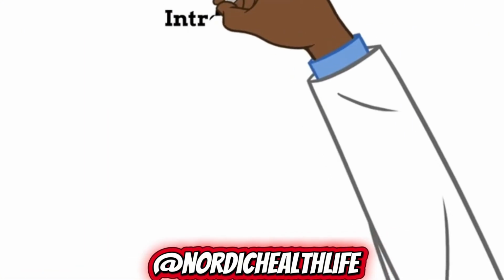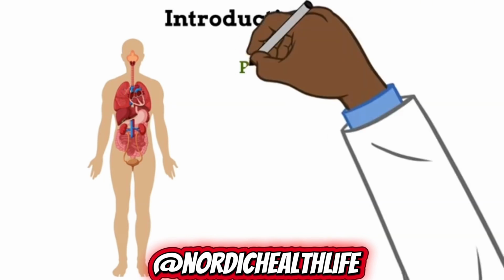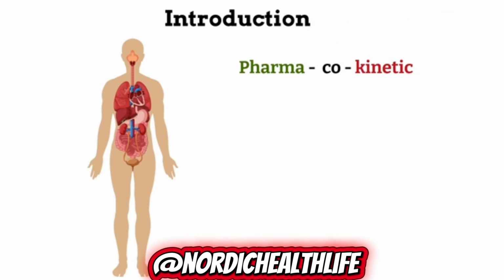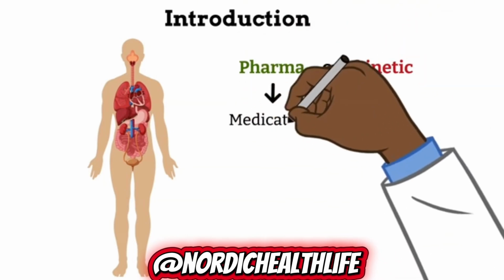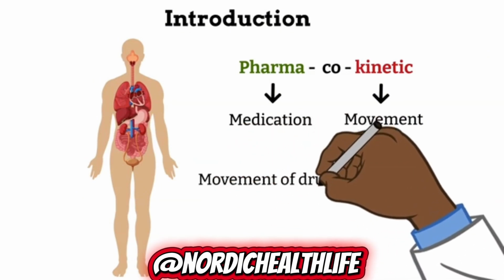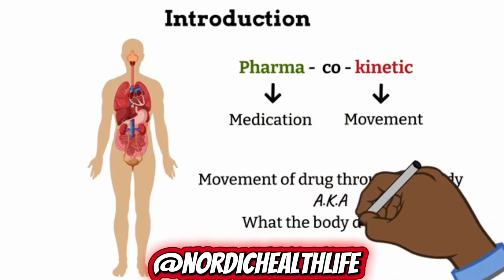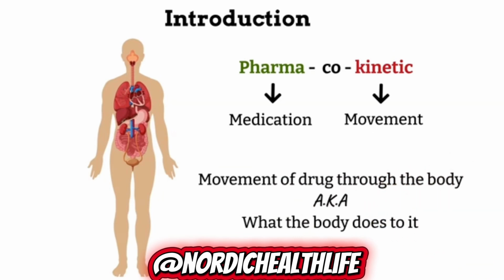The next video will be on pharmacodynamics. So keeping a visualization of the human body in our head, PK can be broken down into two, pharma and kinetic. Pharma means medication and kinetic refers to movement. So it's basically the movement of drugs through the body. Sometimes we refer to it as what the body does to the drug from the time it enters the body till it's excreted.